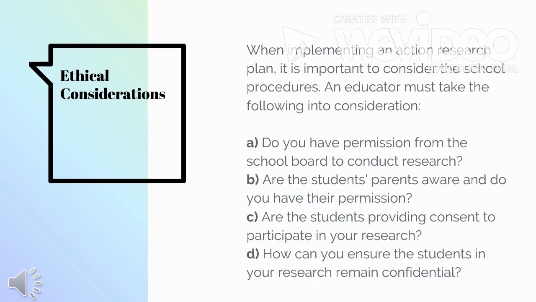When implementing an action research plan, it's important to consider the school procedures. An educator must take the following into consideration. A, do you have permission from the school board to conduct research? B, are the students' parents aware and do they have their permission? C, are the students providing consent to participate in your research? And D, how can you ensure the students in your research remain confidential?